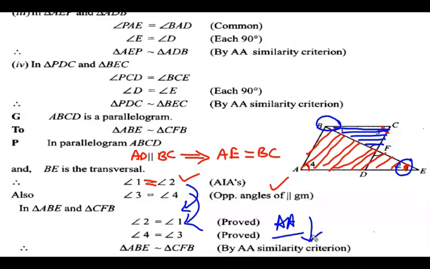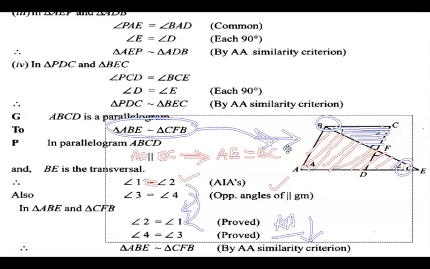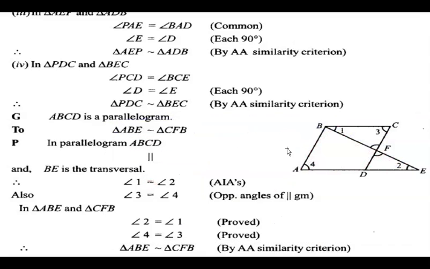So therefore we can say that these two triangles, that is ABE and CFB, they are similar. So please note this down very carefully before starting with the next question. You can always pause the video for a while and do the needful.